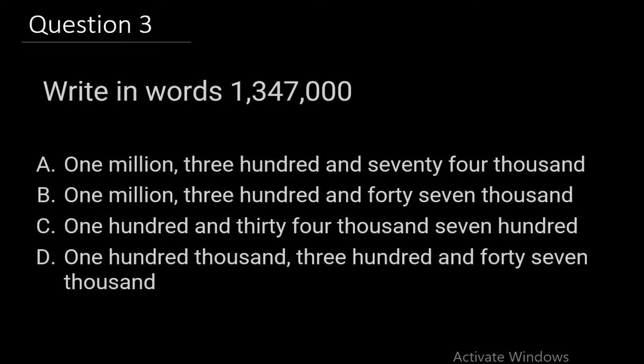Question 3 says, write in words 1,347,000. If you have a number, this number has been grouped for you. You must group them in threes first. So this 1 is million, this 3 is 100,000. The right way to read this is 1,347,000. So A, 1,374,000. No. B, 1,347,000. That is correct. C, 134,700. No. So B is the right answer.